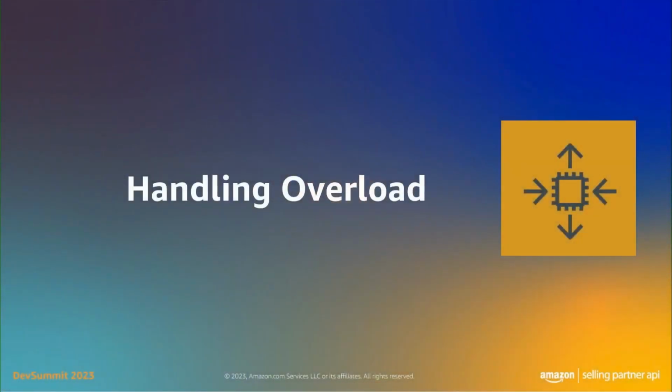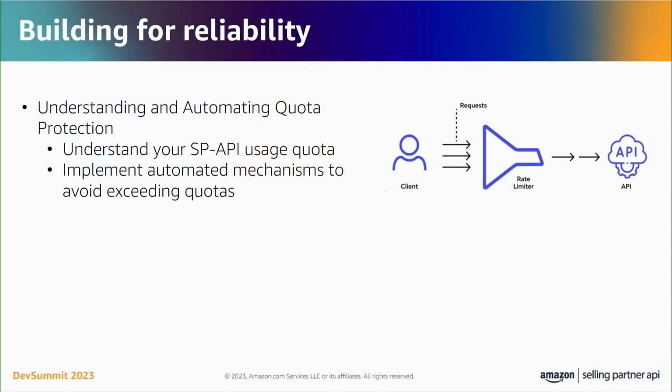OK. Handling overload. Handling overload effectively is crucial to maintain your application's performance during peak demands and during general cycles. Let's look into that and how we can do it. Building for reliability involves many things that Anjana talked about, from handling errors, also using global exception handlers for unexpected errors. But another thing you can do is understand and automate your quota protections and how you can leverage those with SP API.